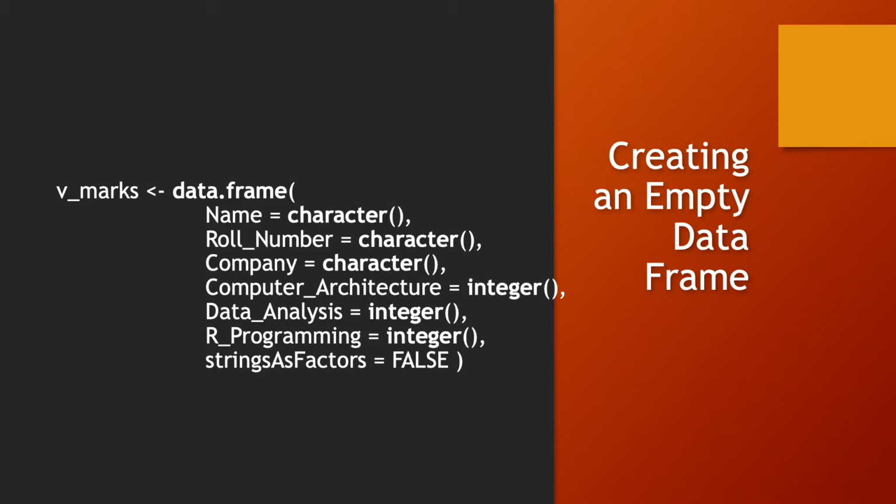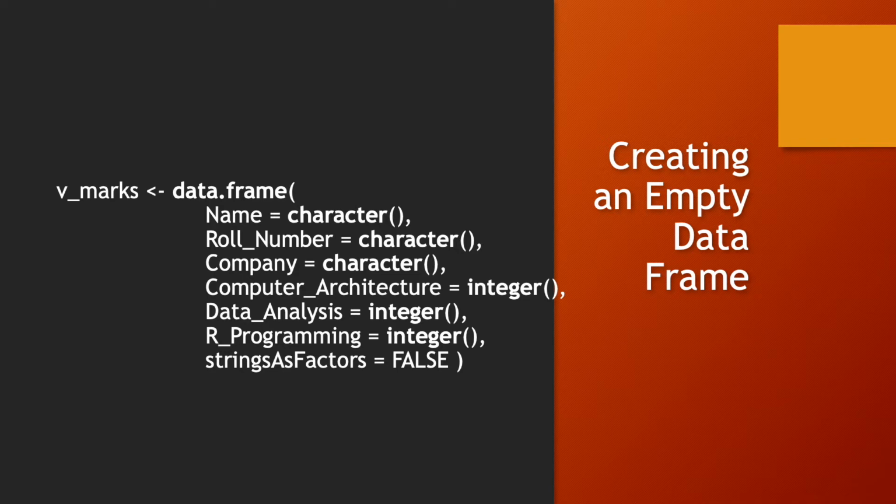Then we have three numeric data fields: one is for storing the marks in computer architecture, one is for storing the marks in data analysis, and one is for storing the marks in R programming. Each of these three columns we have defined to contain an integer value. Now last we have a parameter which says stringsAsFactors. We will discuss this parameter later in the course, but for now it is sufficient to understand that when we set stringsAsFactors, the columns where we store data in a character type will be considered as factors. Factors are essentially unique values that can be stored in a particular column.